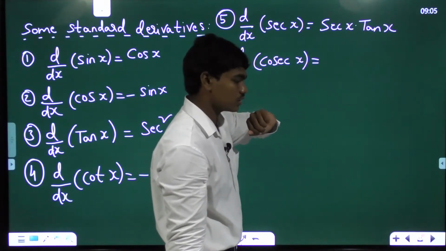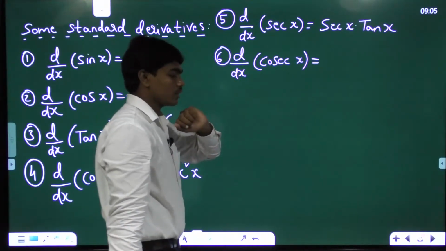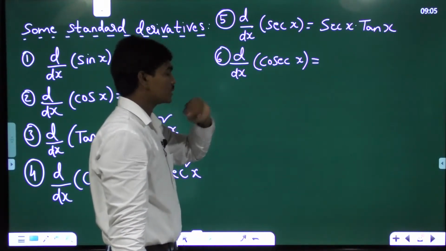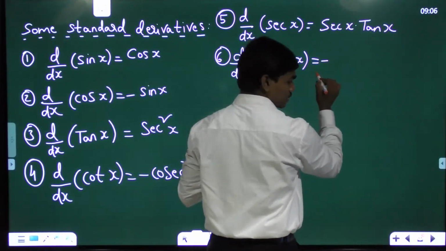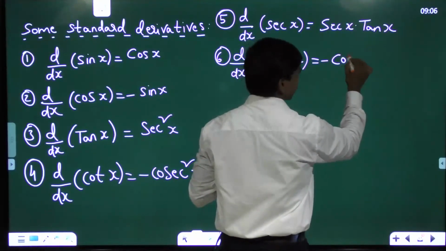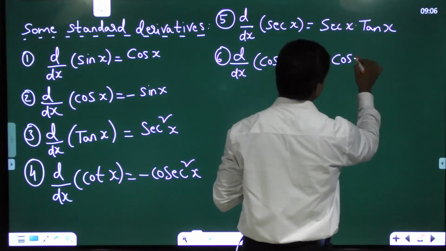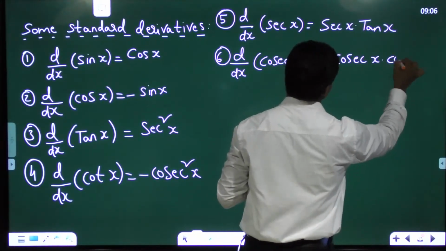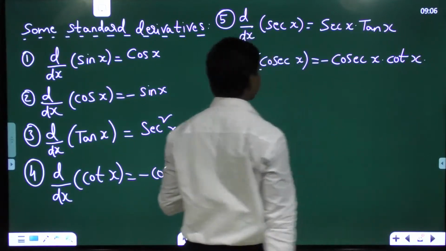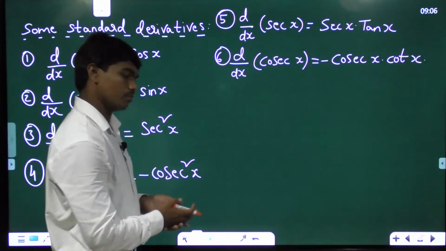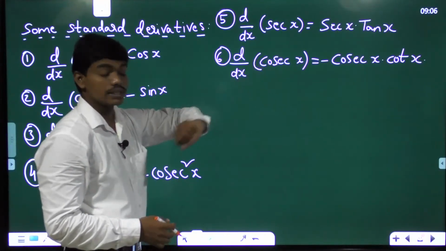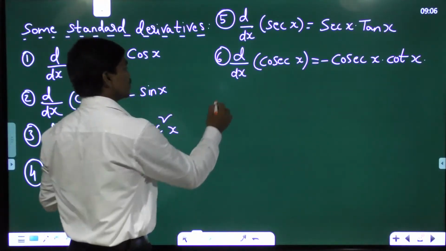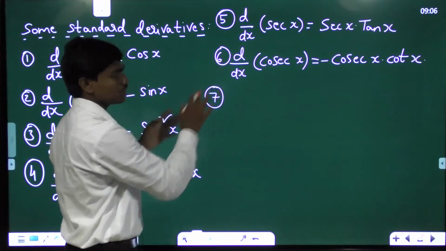Minus sin x. No, wrong. What's the differentiation of cosecant x? Minus cosecant x cot x. Okay, there should be a minus sign. Gayatri, take care of this minus sign. Okay, now these are basically 6. Yeah, Maurika Krishna, you got it right. So differentiation of cosecant x is minus cosecant x cot x. So right now from this point, we finished all basic trigonometric ratios.